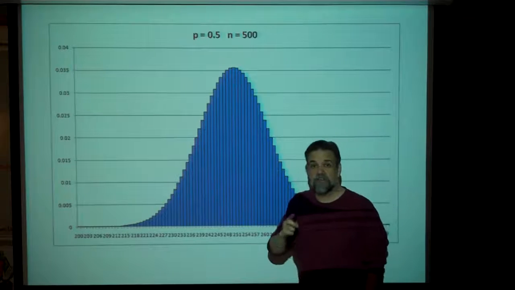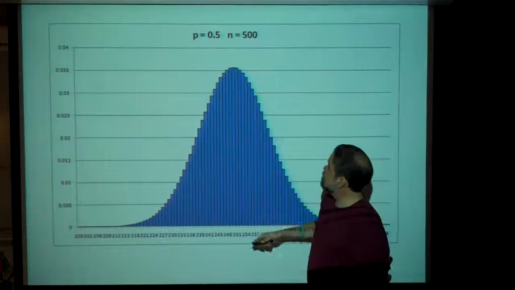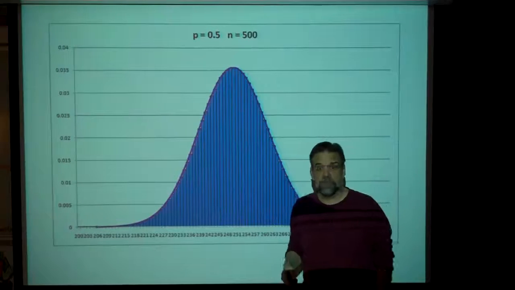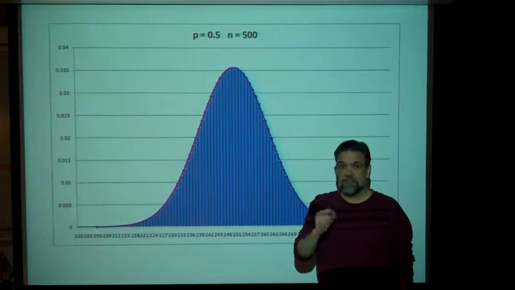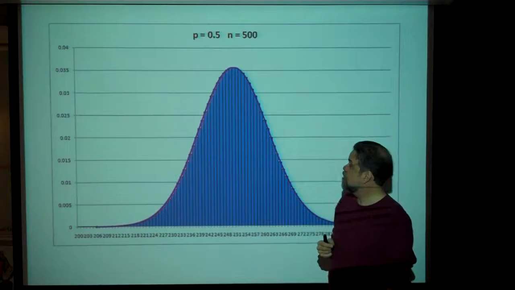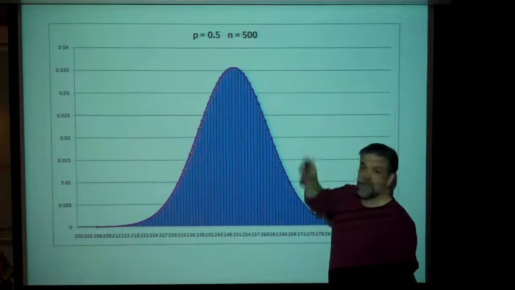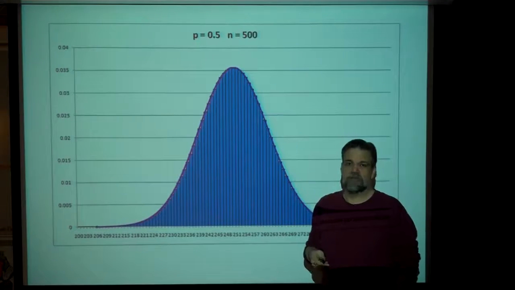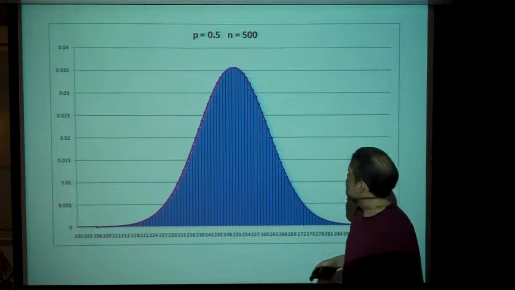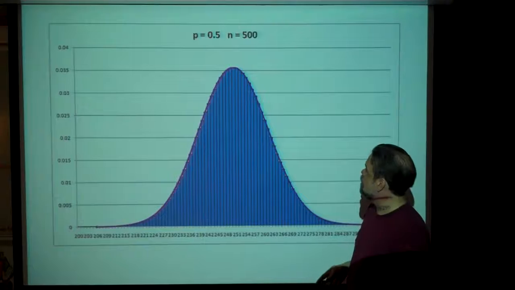As a matter of fact, if I were to take a normal curve and just lay it over this, it would look like that. So what does this mean? What this means is the normal curve is a very, very good estimator of the binomial model when n is big. You might be saying, what does big mean? We'll get to that in a second, okay? So that's what it looks like when you overlay it over 500.